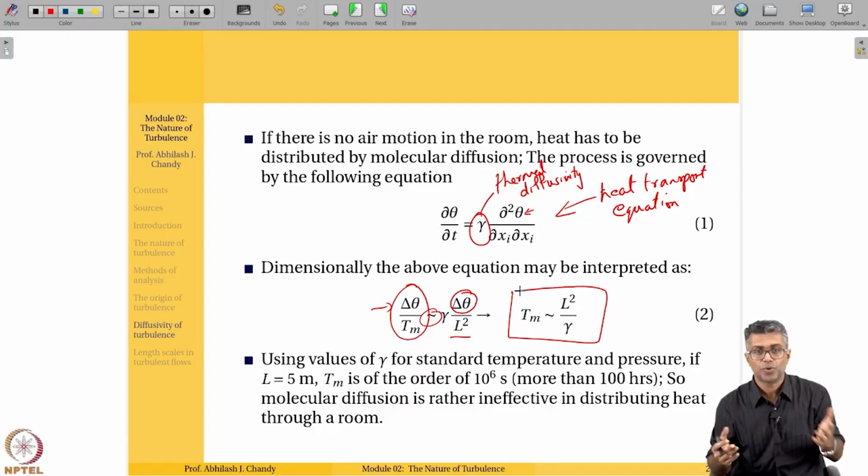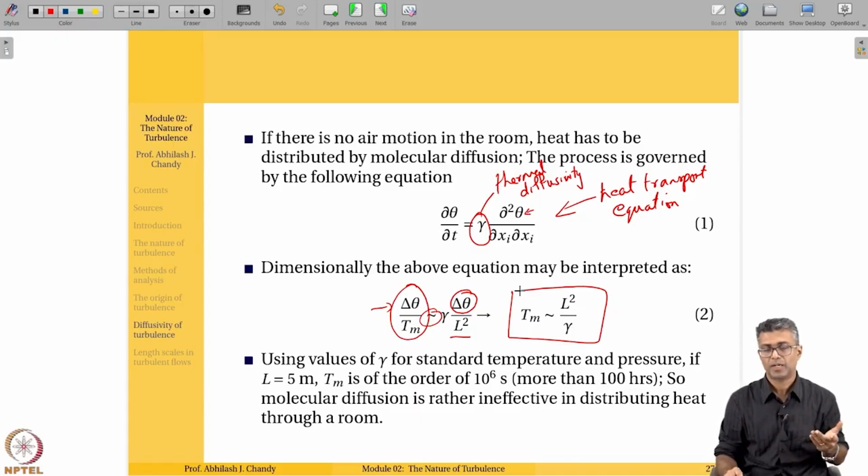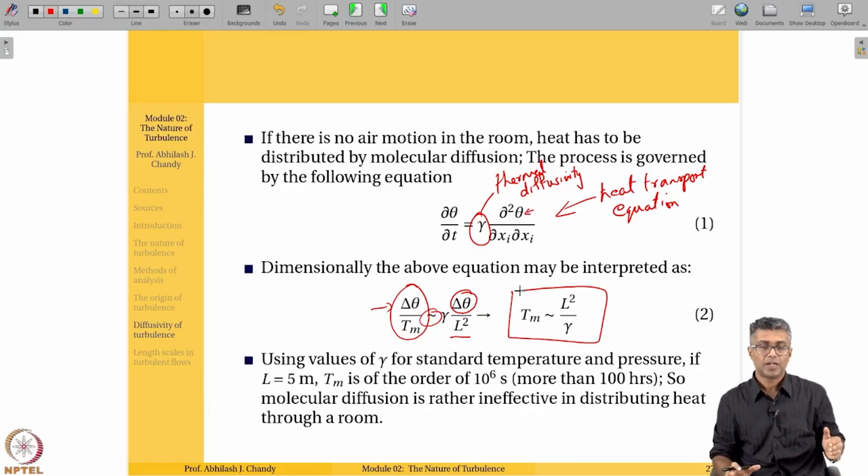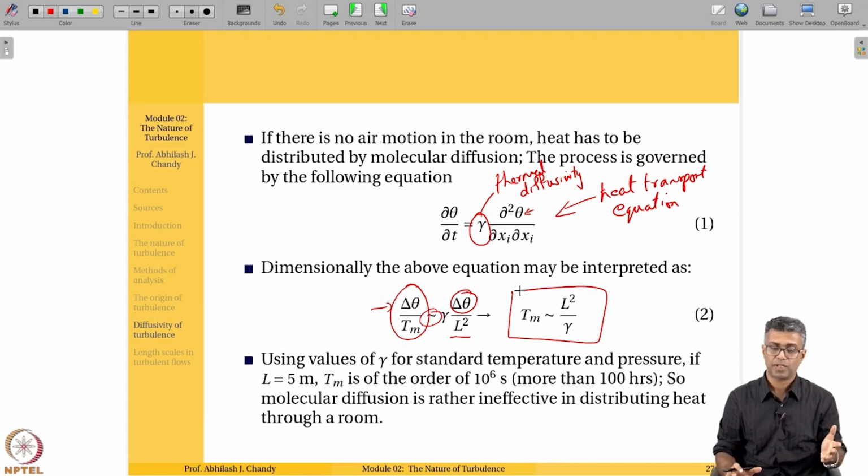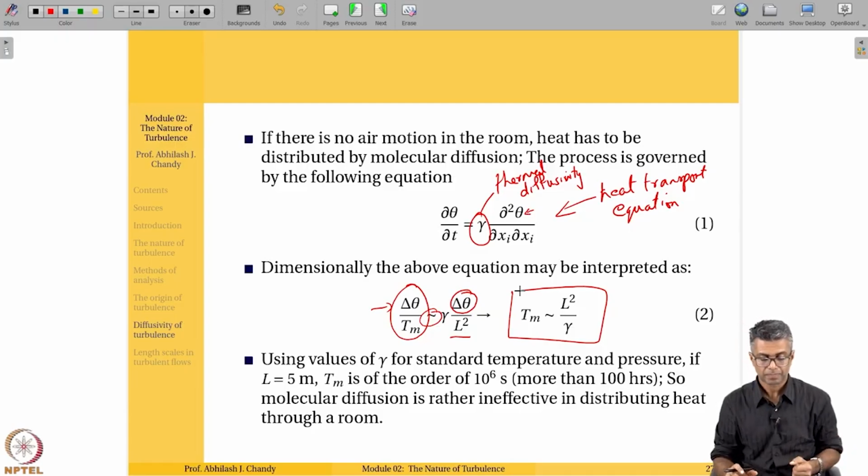So you can now guess that this kind of heat transport, if it takes 100 hours to distribute the heat in the room, you can recognize the fact that it is rather ineffective. So the conclusion is molecular diffusion is rather an ineffective tool or mechanism in transporting the heat within a room of this size. It's about more than 100 hours.